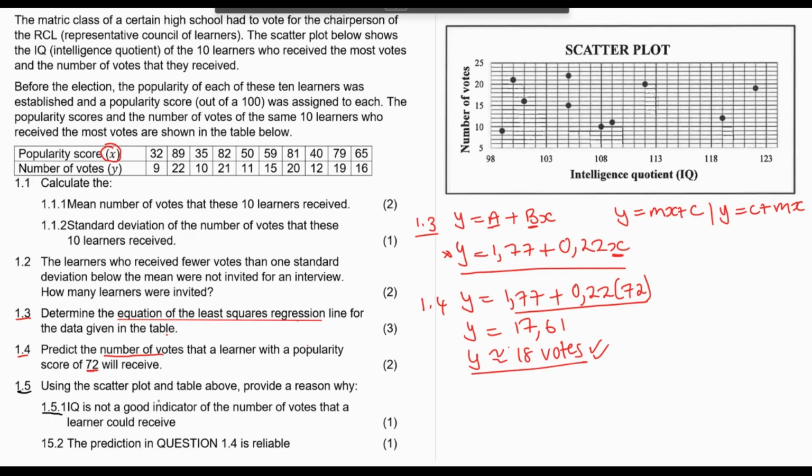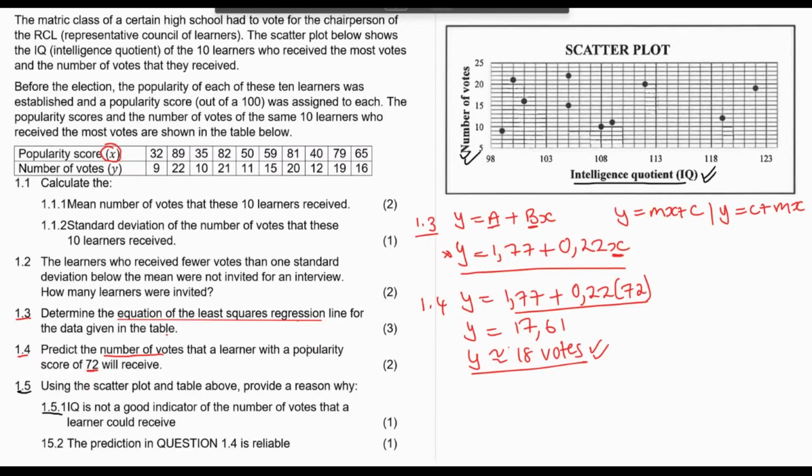Right, I was trying to say here, is there any correlation between the IQ and the number of votes according to the scatter plot? So this scatter plot is showing us the relationship between the number of votes and the IQ. If you look at the scatter plot, these points are all scattered. They are not showing us any relationship between the number of votes and the IQ. So according to the scatter plot here, there is no correlation. The IQ is not a good indicator of the number of votes.